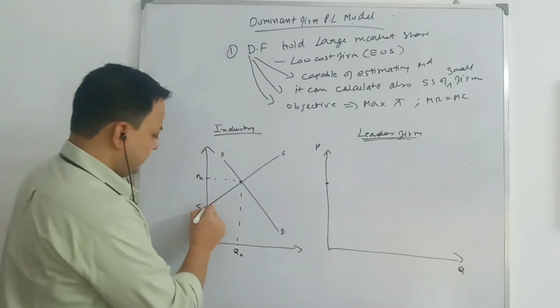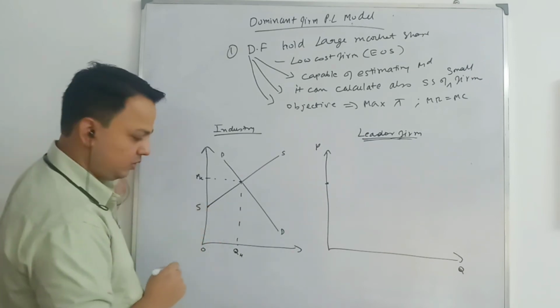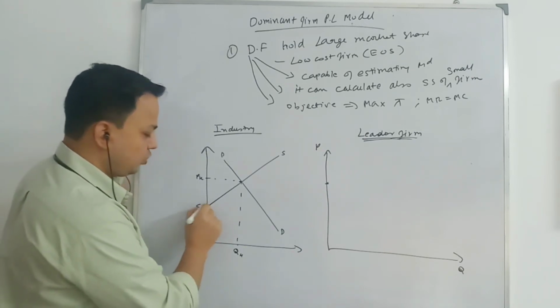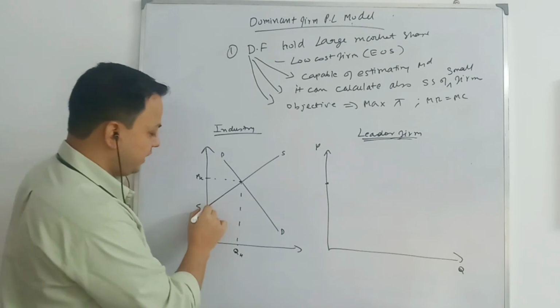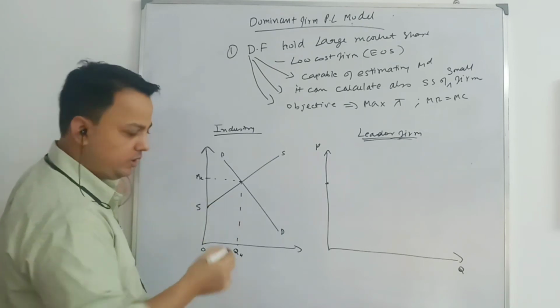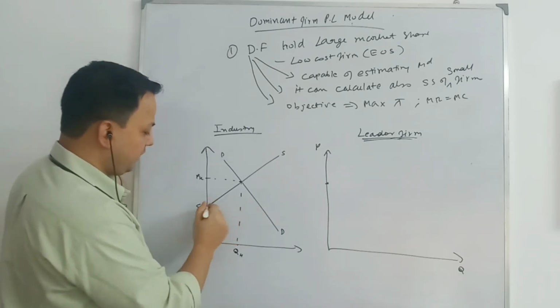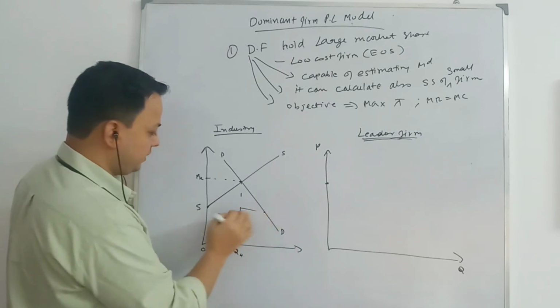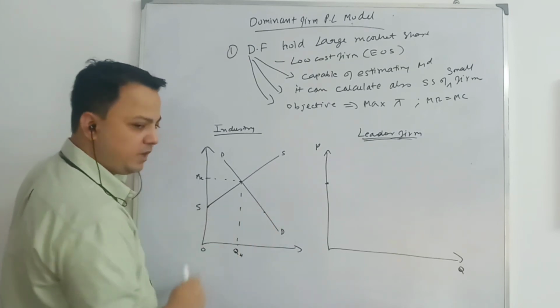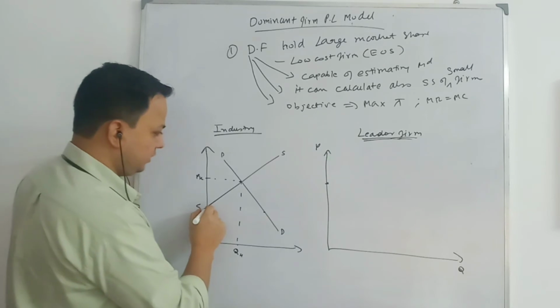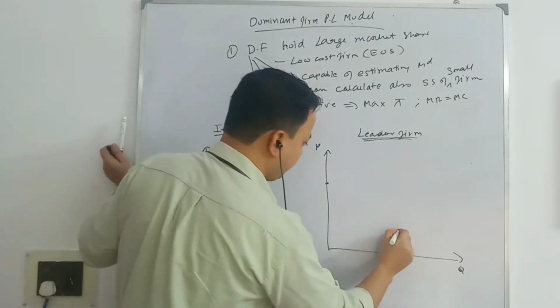When the price is this much, OS, what will we get? We will see that the small firm is supplying 0 units to the market. Whatever the demand at this price, this much will be supplied by the large firm. So here I am getting the second point. Let me draw this.